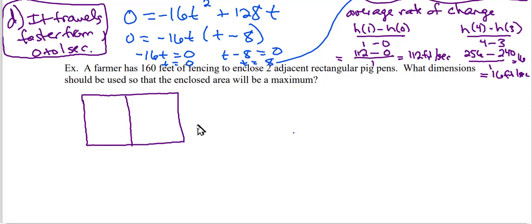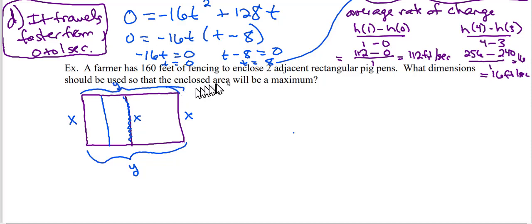We want to know what dimensions should be used so that the enclosed area will be a maximum. Let's call this one X. That makes this X and this X, right? Because we don't know where this fence is, because it doesn't say the two rectangular pens are the same size. It could be way over here, right? We're not going to make any assumptions there. We're just going to call this whole dimension Y. That makes this whole thing Y, all the way to the edge here. Okay?